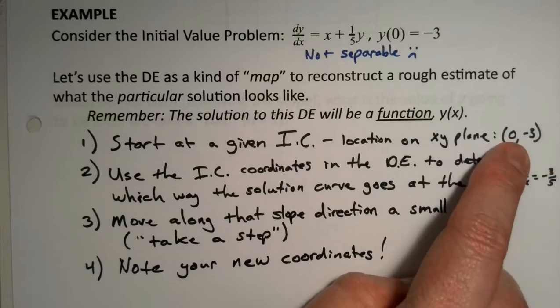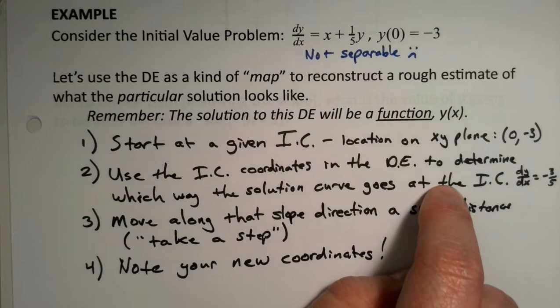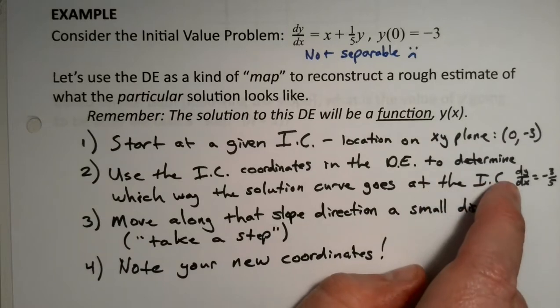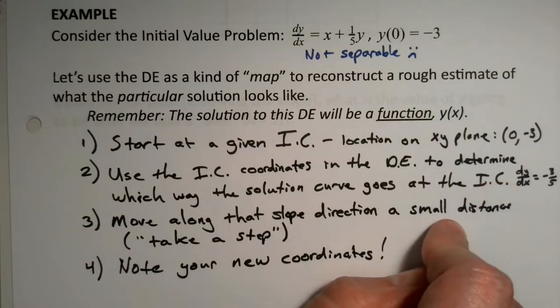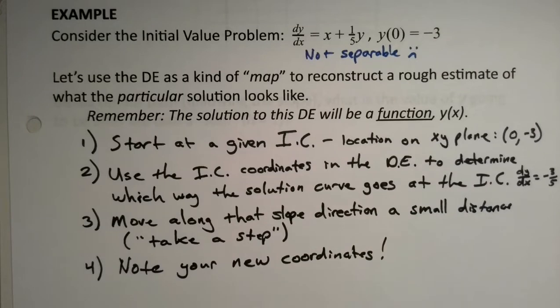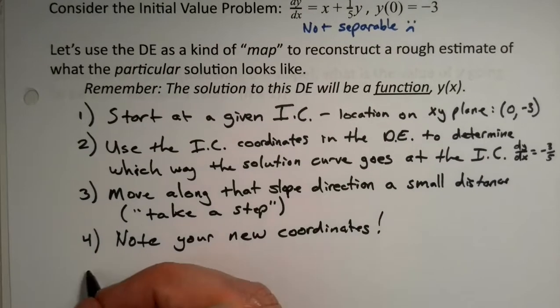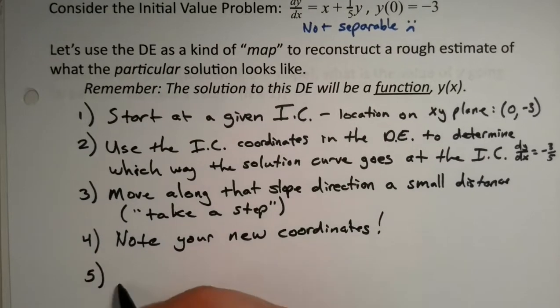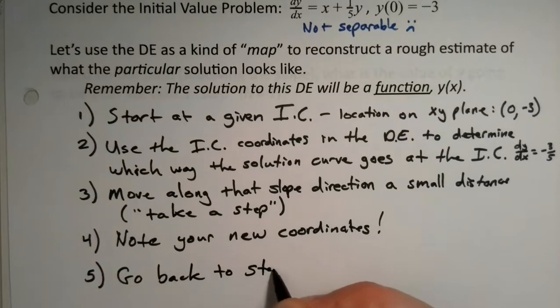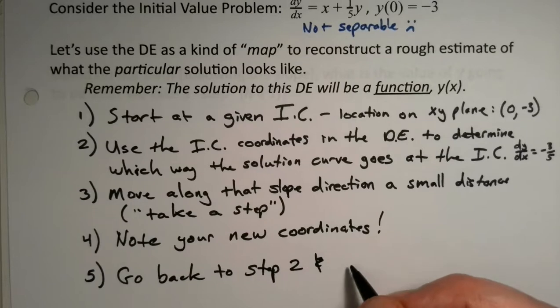So guess what we're going to do? We're going to go back to this step and say, okay, we're at a new coordinate, plug those into the differential equation, figure out what the slope is, and then take a small step, and you keep doing this time after time after time. Step 5 really is go back to step 2 and do it over again.